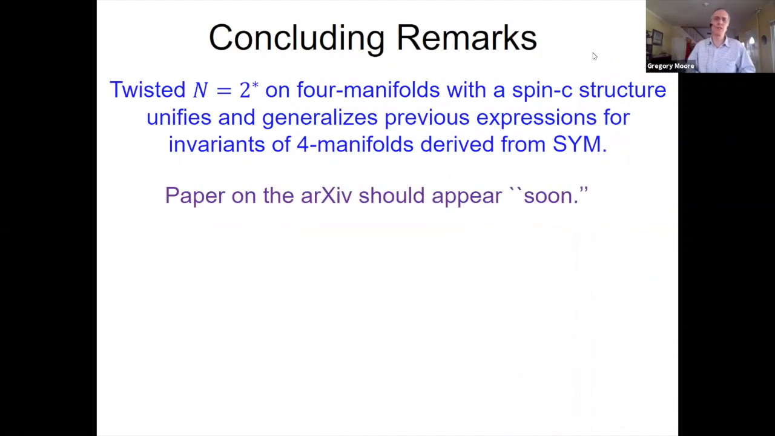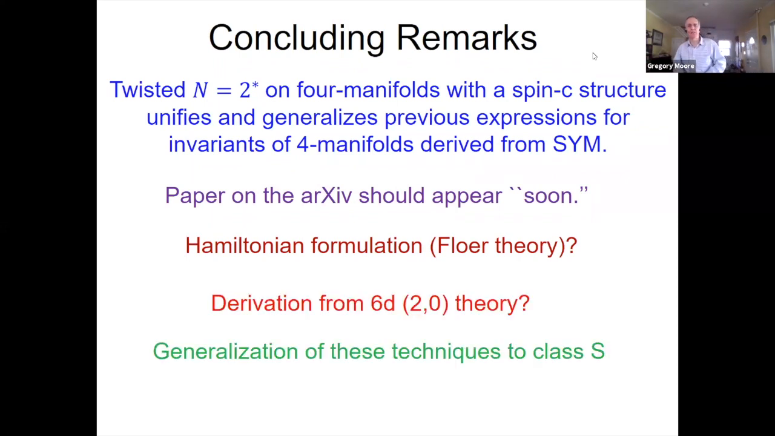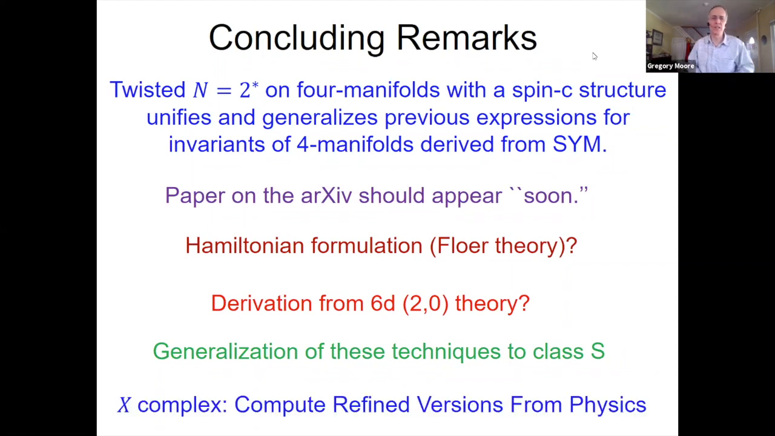Okay, so let me conclude. I already said this. This next statement is unfortunately a time translation invariant statement. The Hamiltonian formulation of these theories should be a very interesting thing to understand better. And as I've said several times during the talk, the six-dimensional point of view in the generalization to class S ought to be very interesting. And finally, as I just mentioned, when X is complex, there are these very interesting refined versions, and it would be quite interesting to get those from physics.